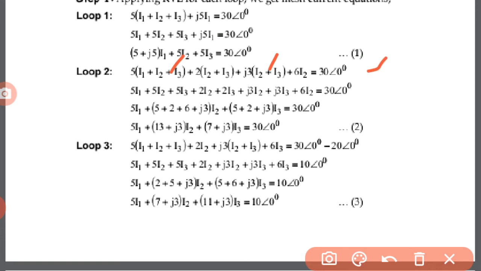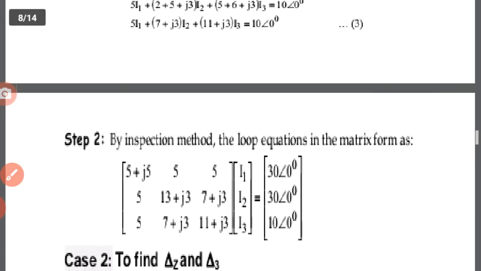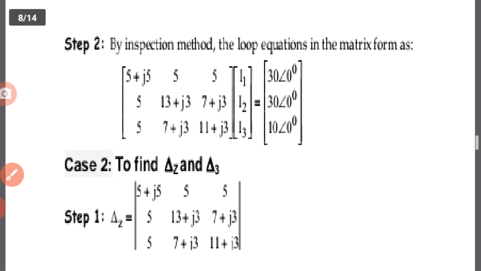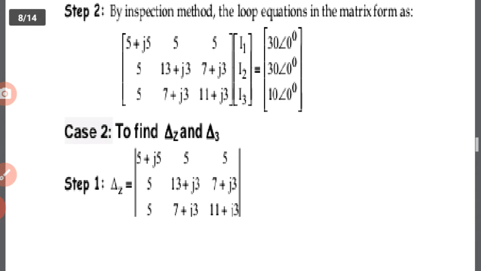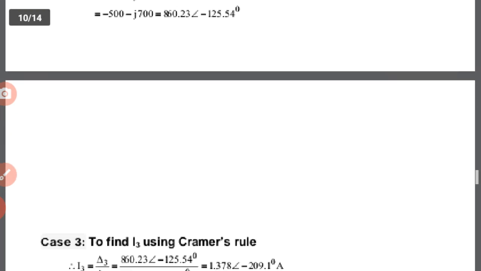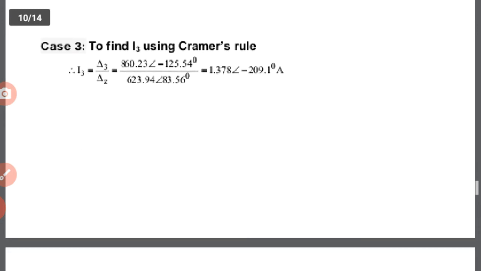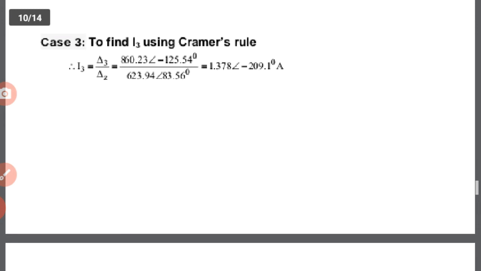Again, the third equation. Again in the 5 ohm resistor, three currents are flowing. Then 2 into I2 plus J3 into (I2 plus I3) plus 6 into I3 is equal to 30 angle 0 degrees minus 20 degrees. Again arrange them into the matrix form. After that, find the values of delta Z, delta 1, delta 2 and delta 3. Next you have to find I3 equal to delta 3 by delta Z by applying Cramer's rule. Is it clear for everyone?